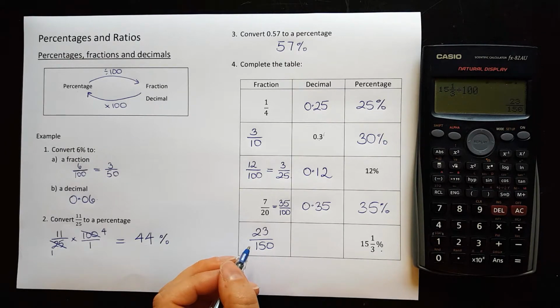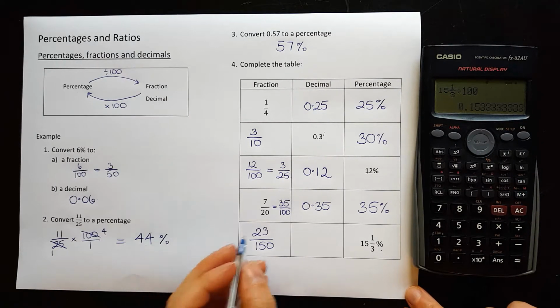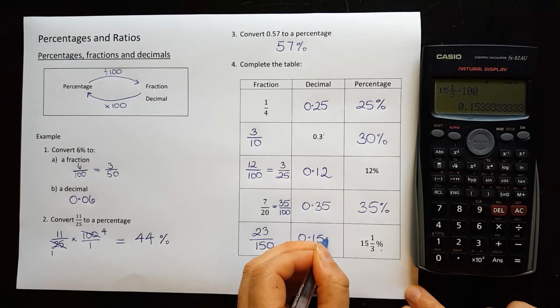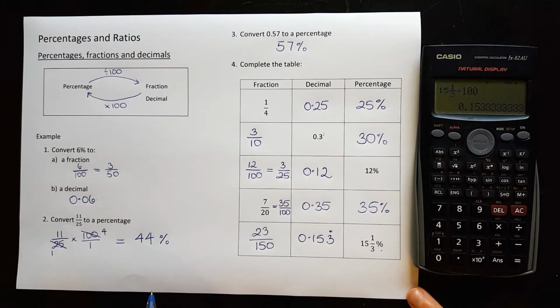And then all I have to do is press my button here to change that into a decimal. So it'd be 0.15, and the 3 is repeating, so I'll put a 3 with a dot above it for the repeater. Okay, that's the end of my examples. Time for you to practice.